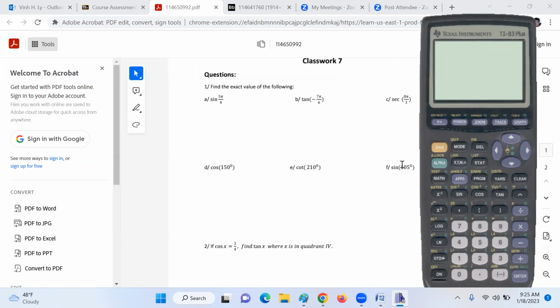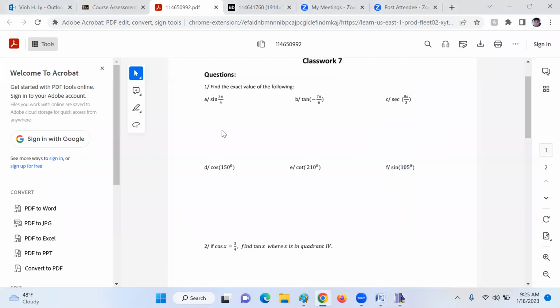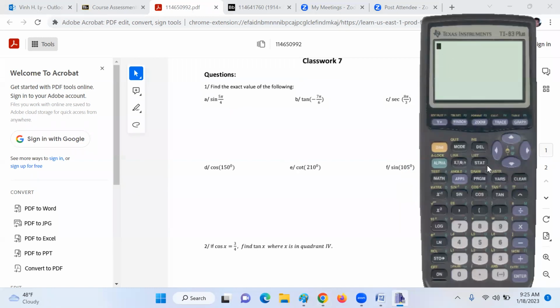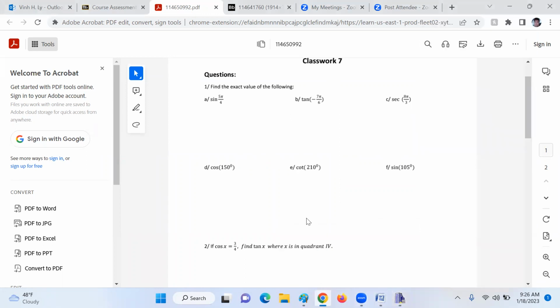Okay, that's okay. 105 is actually 60 plus 45, so you have to use the addition formula for sine to find the exact value. I shouldn't really have given you that question, so you can simply give me sine of 105 from the calculator, and I'll give you full credit for that. That's fine, you don't have to worry too much about that. But the other angles should be on the table, correct? Yeah, I found everything else except that one.